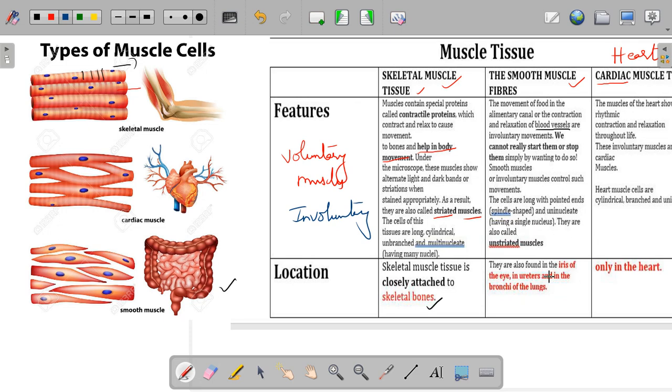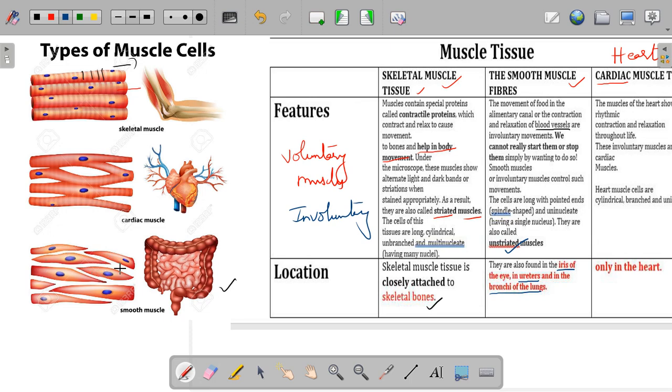They are present in the eyes, iris of eyes, human female reproductive tract, and ureters, which are the ones present in the excretory system, especially connected to the kidneys, and even they are present in the bronchi of lungs. Even they are present in the digestive system, especially small intestine and large intestine. Okay, and they are also called as unstriated. You can see they don't have striations the way you are seeing here. They don't have any striations. You can see the cells are spindle shaped.